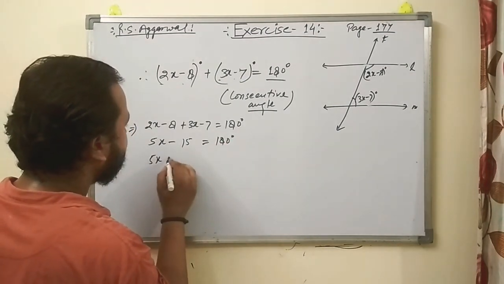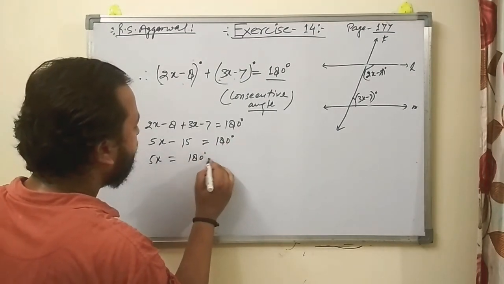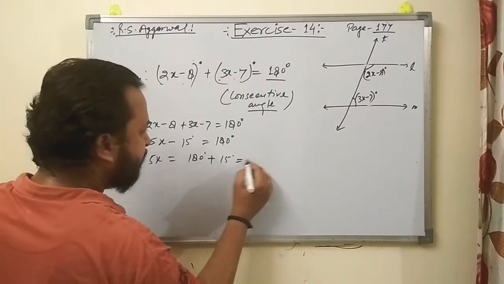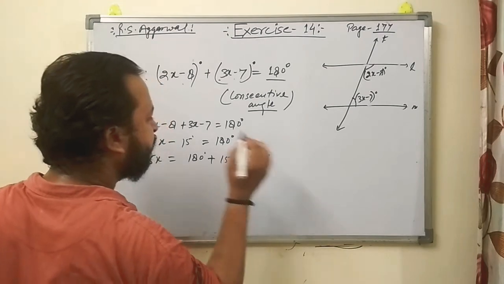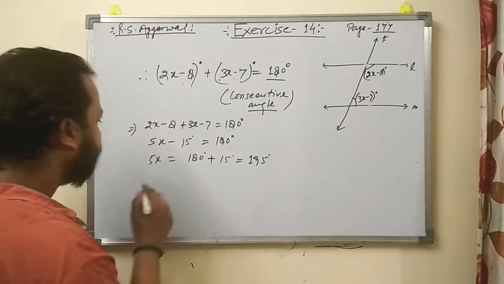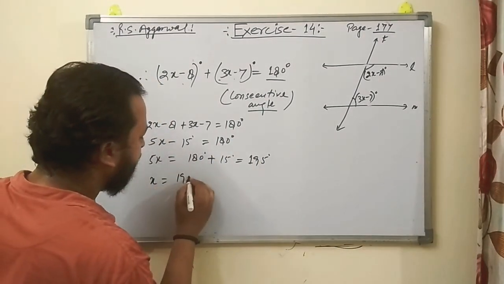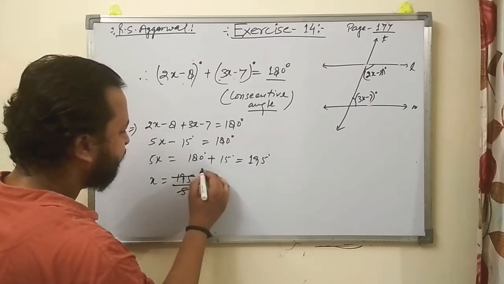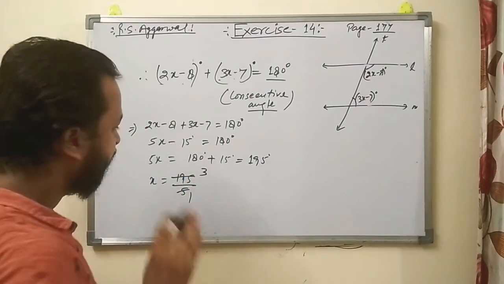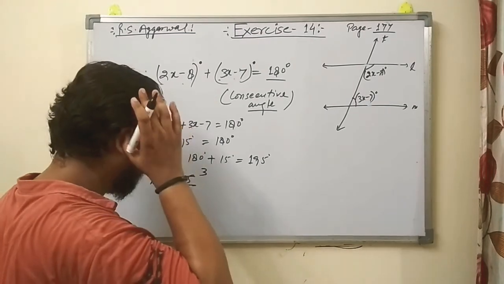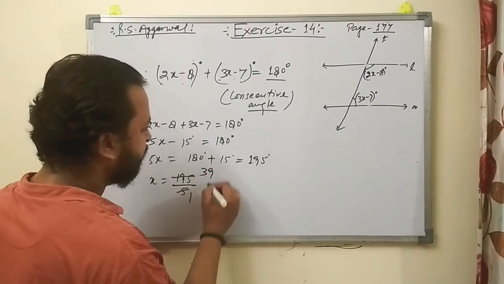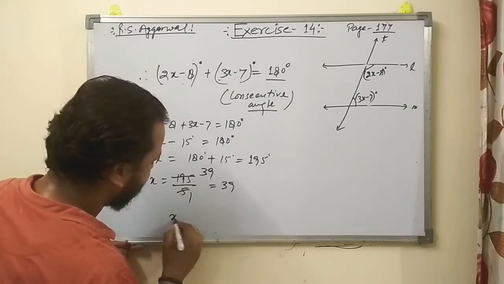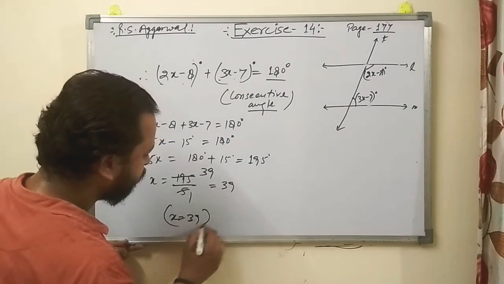So 5x is equal to 180 degrees plus 15 degrees, that is equal to 195, right? So x equals 195 divided by 5. 5 1s are 5, 5 3s are 15, remaining 4, 45, 5 9s are 45, so 39. So the value of x is 39.